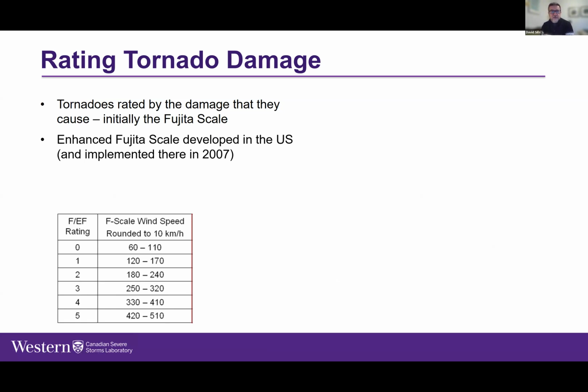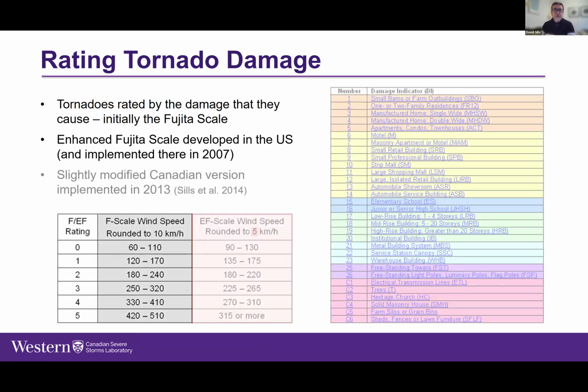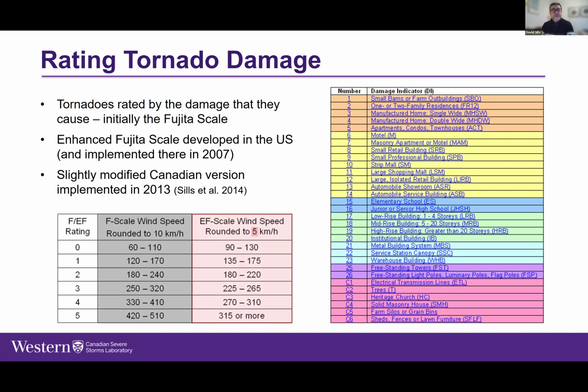Studies in the US had showed that the low end was too low, the high end was too high as far as the wind speeds go, so the enhanced Fujita scale was developed, and it was implemented in the US in 2007. It took me a while in Environment Canada to figure out how to get it approved at Environment Canada, but by 2013 it had been implemented. And you can see in the new red table there, these are the new wind speeds associated with the EF scale. So going from 90 kilometers an hour to 315 or more at the upper end.